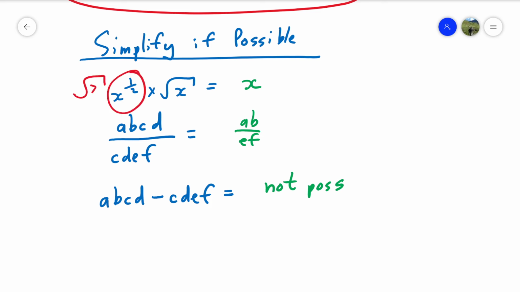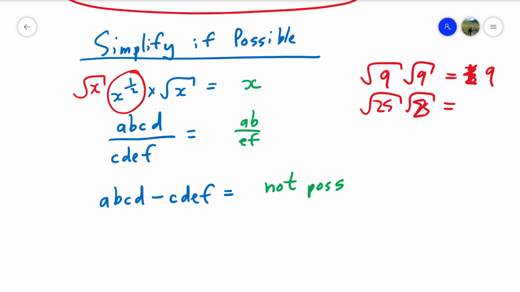X to the half means square root of X, and the square root of X times the square root of X is X. Remember the whole thing where, like, the square root of 9 times the square root of 9 is 9, or the square root of 25 times the square root of 25 is 25, that kind of stuff.